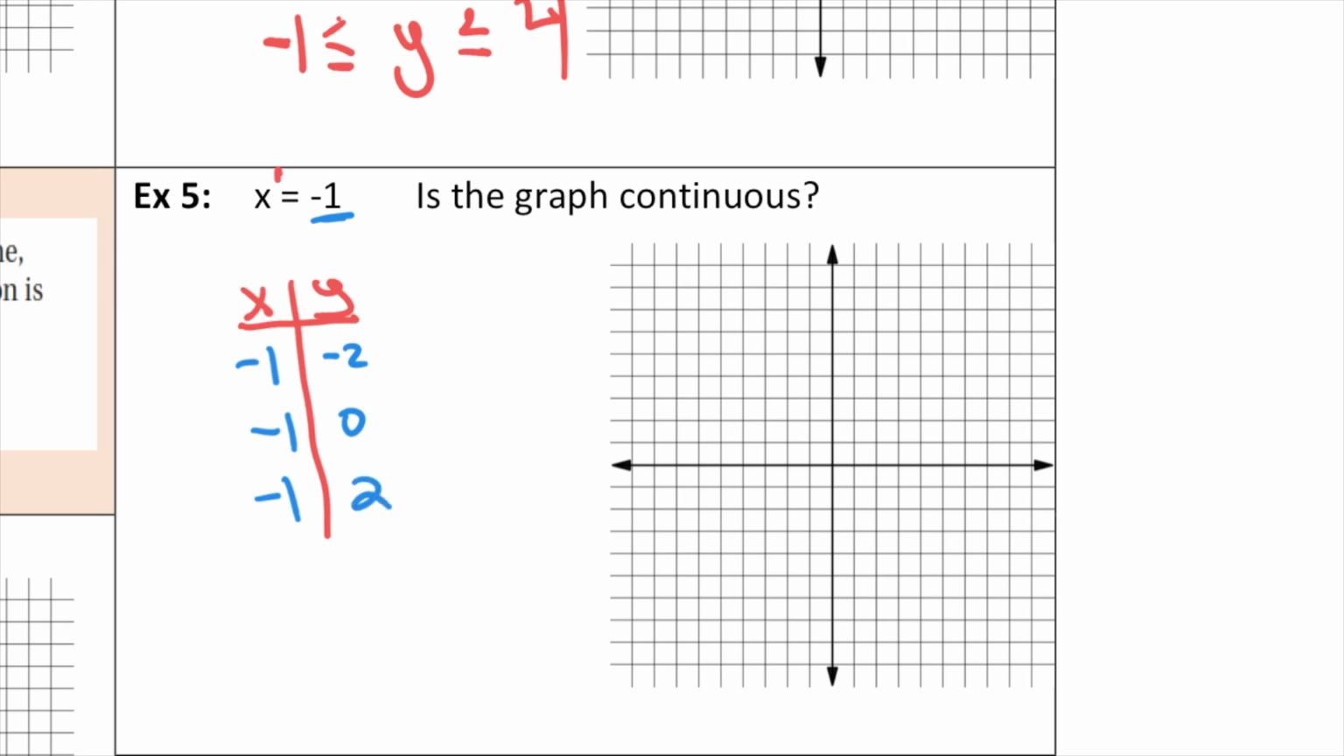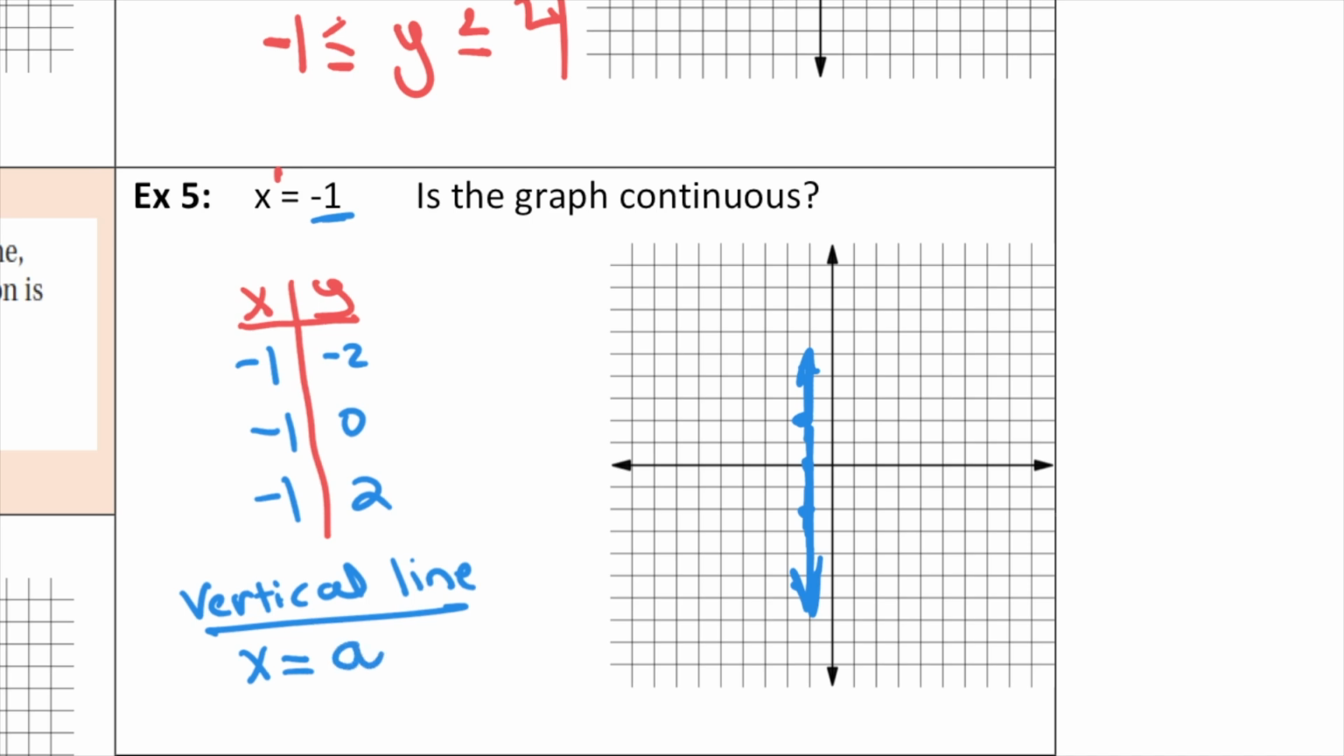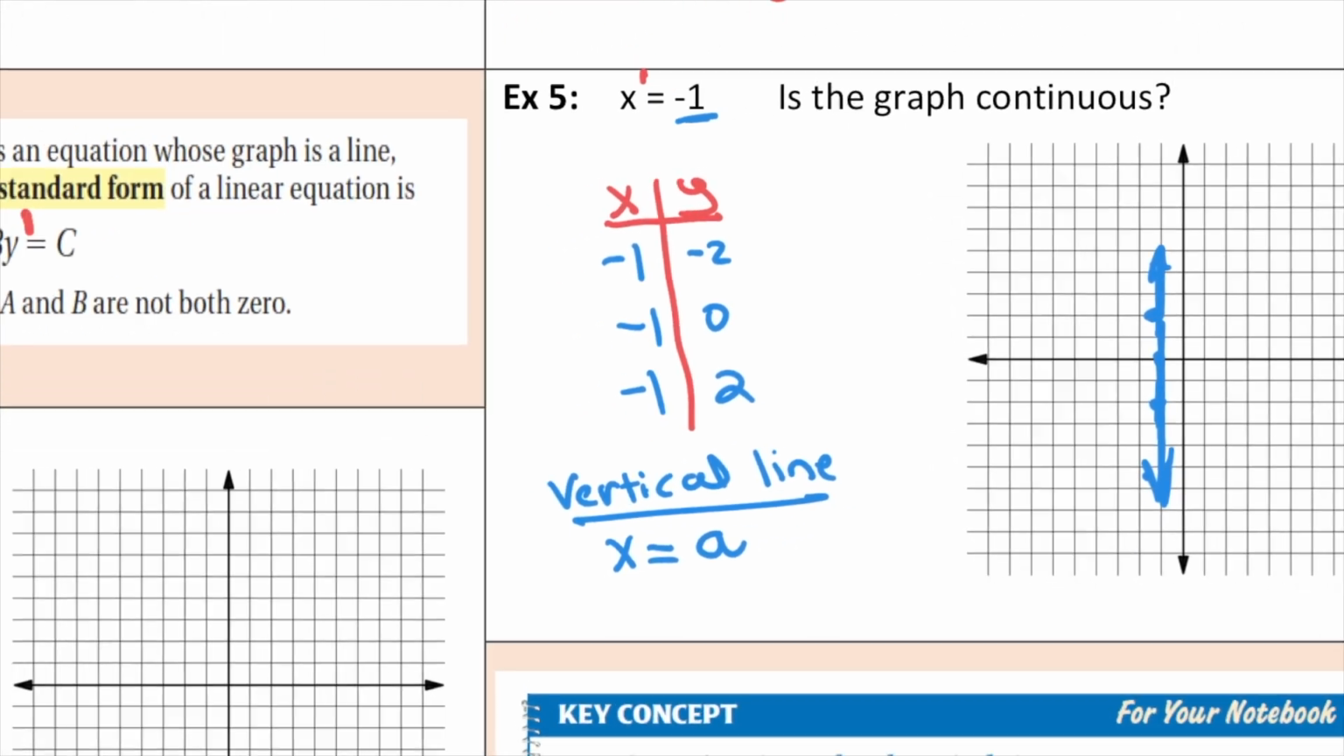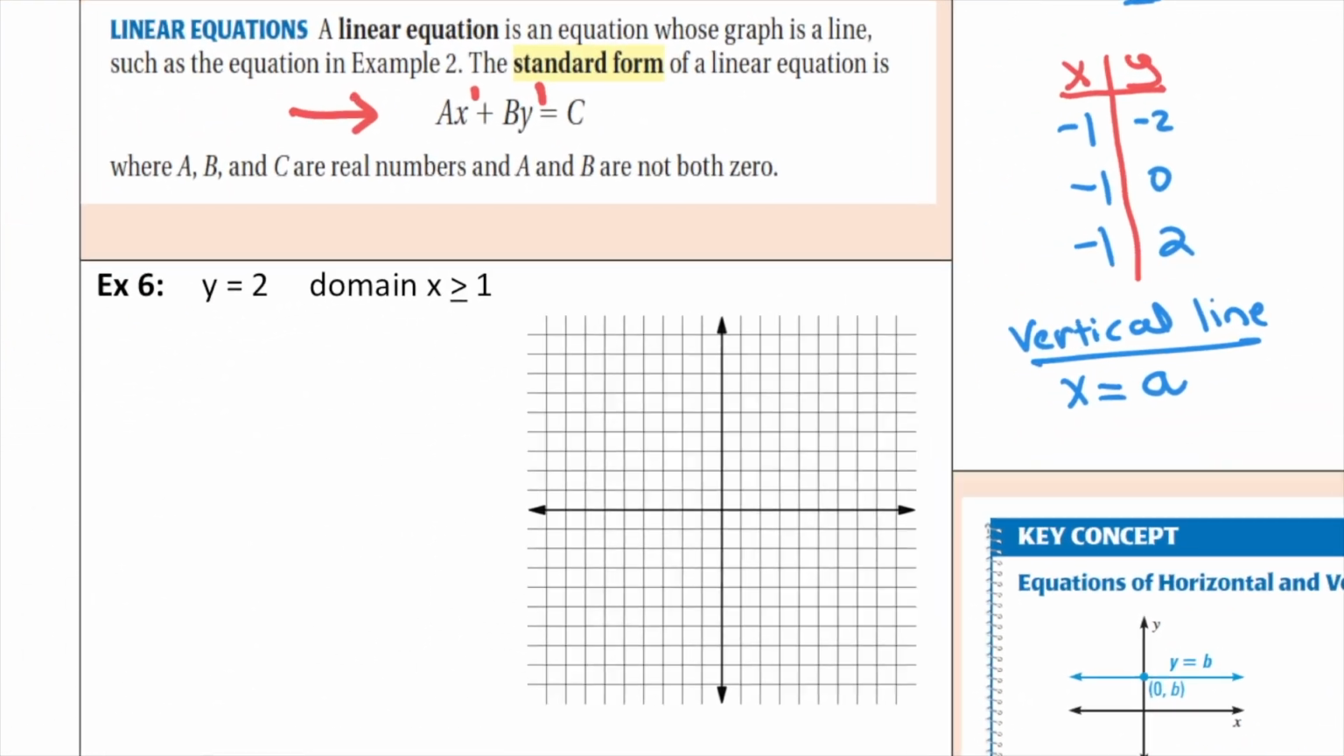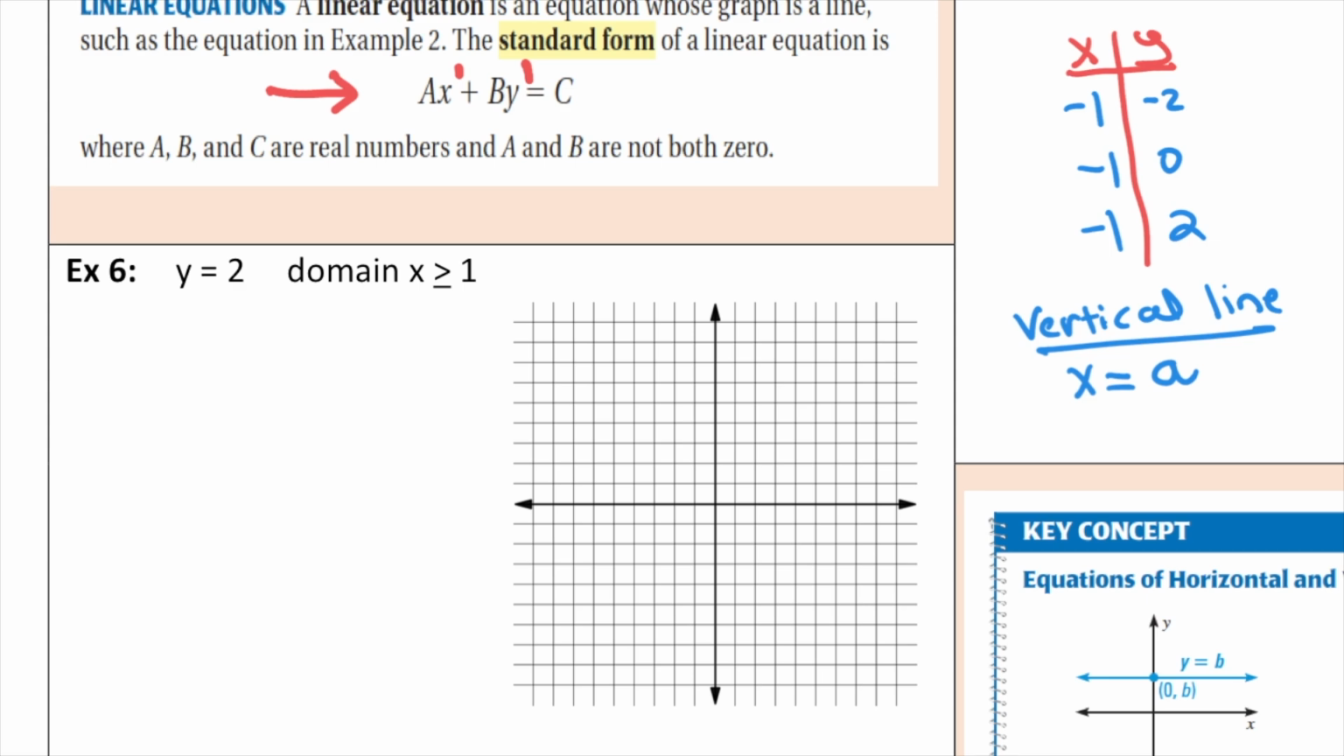I'm going to plot those points. Left 1, down 2, left 1, 0, left 1, 2. Is this a function? No, because -1 has many answers. Is it continuous? Yes. This is a vertical line. A vertical line comes in the form of x equals any number at all. So I'm going to write x equals a. So this is a vertical line. It's a special problem. You can still make a table, but it looks a little different.